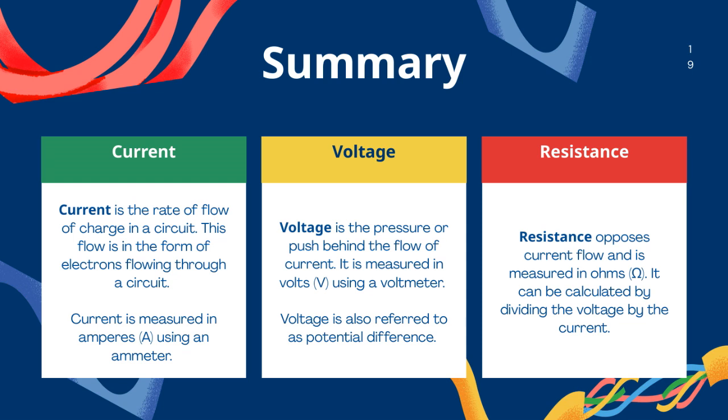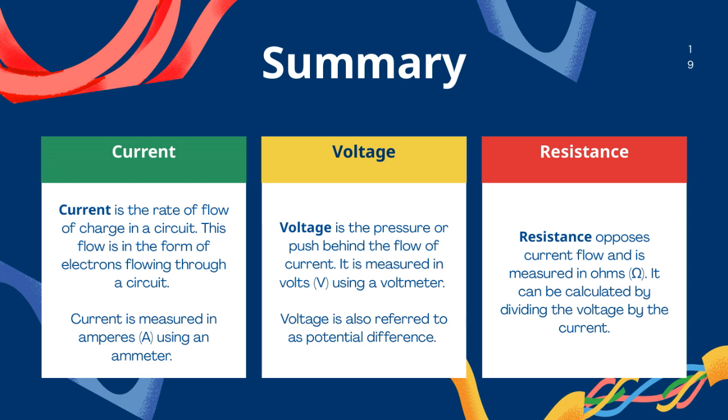Resistance opposes the flow of current, and we measure it in ohms, symbolized as omega. Think of it as a kind of obstacle or friction that slows down the flow. We can calculate resistance by dividing the voltage by the current, so understanding both these quantities helps us determine resistance.